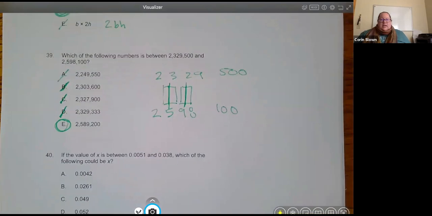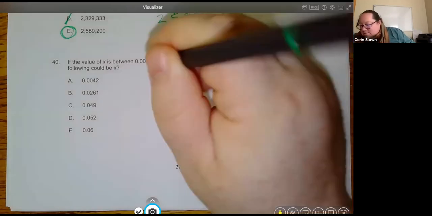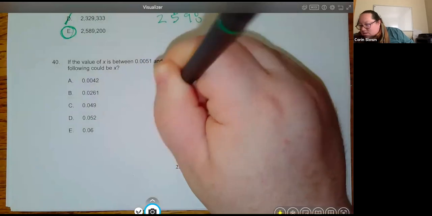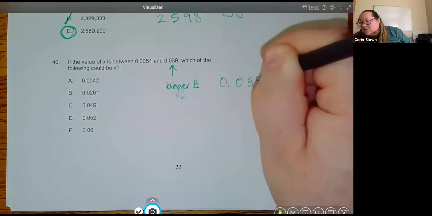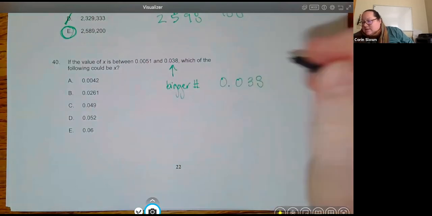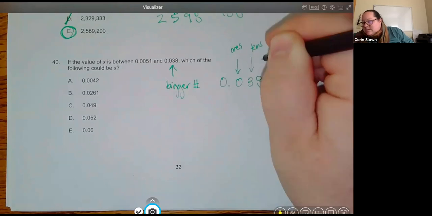All right, let's take a look at number 40. If the value of X is between 0.0051 and 0.038, which of the following could be X? So if we're thinking about this in terms of the problem, let's think about which is the bigger number. This is the bigger number, 0.038. So if I think about it, this is the ones decimal place. This is the tens. This is the hundreds.